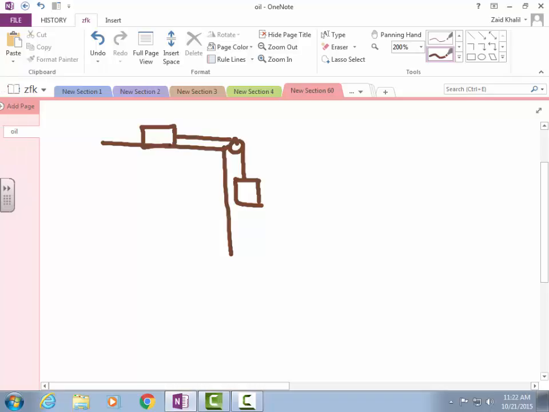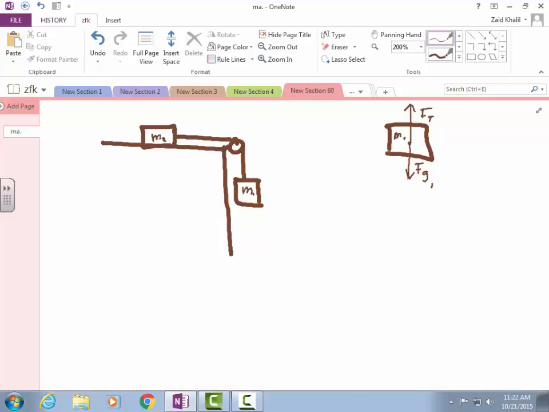And call this M1. Call this M2. So, free body diagram on M1, what do we have? Tension going up and gravity going down, Fg1. Notice I signify all of my forces of gravity. I make it specific to the mass. In other words, that's mass 1, so it has Fg1. Don't be lazy.